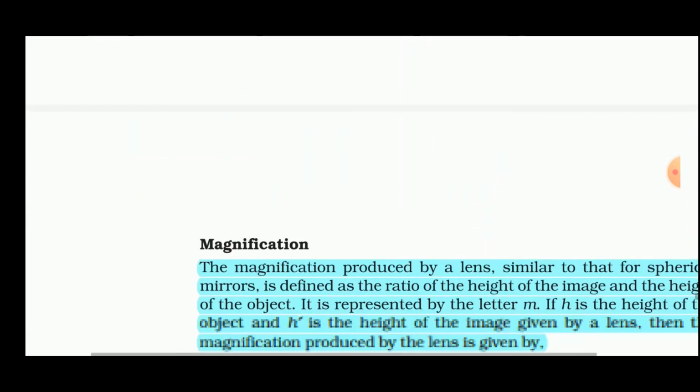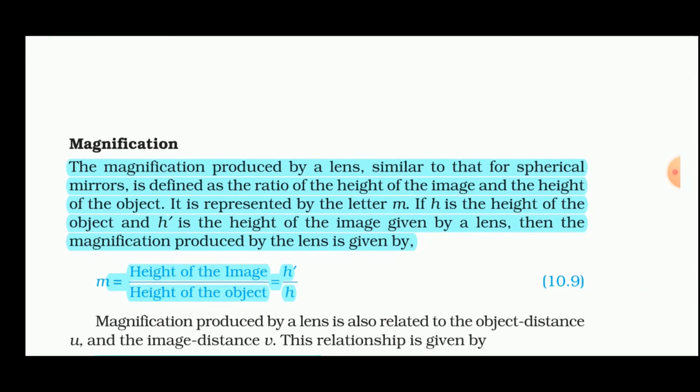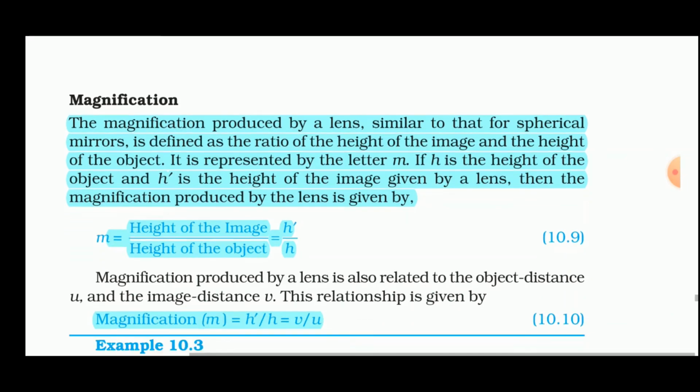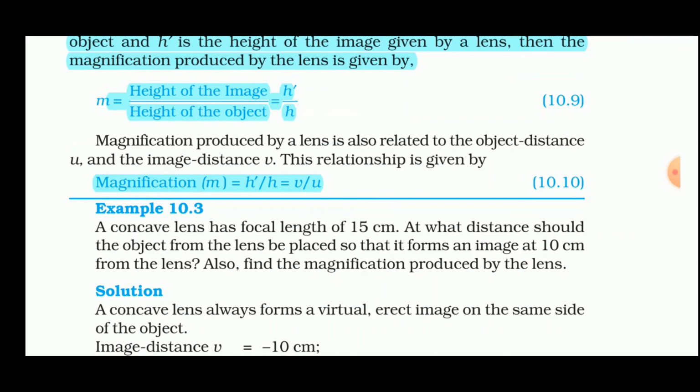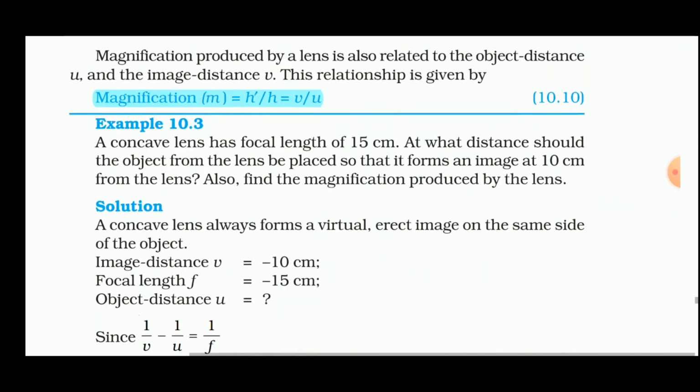Now, magnification. Magnification produced by the lens, similar to that of spherical mirrors, is defined as the ratio of the height of the image to the height of the object. It is represented by the letter m. If h is the height of the object and h' is the height of the image given by the lens, then the magnification is m equals h'/h. Magnification produced by the lens is also related to the object distance and the image distance: m equals h'/h, which is equal to v/u.